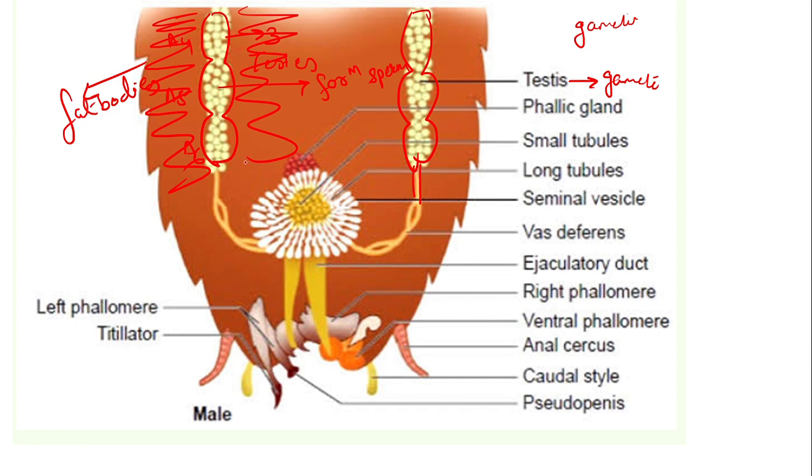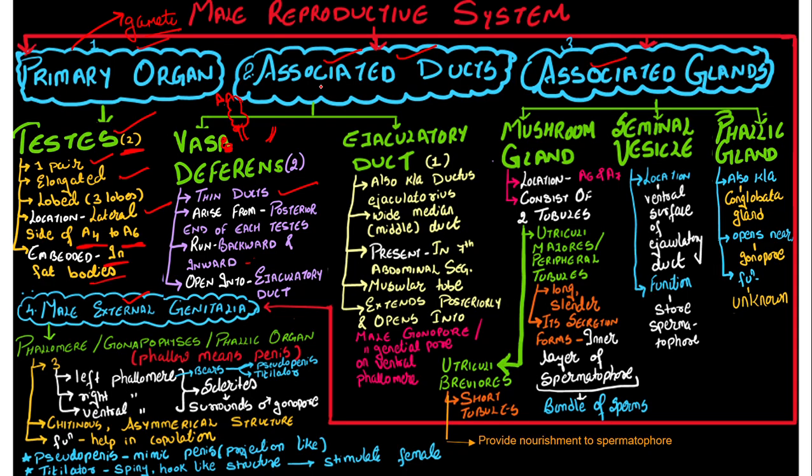If this is your testes, here we have shown it like this, but how it will be, it runs backward and inward. See, this much of space won't be there in cockroach, right? So if you remember, behind the foregut is the midgut, behind the midgut is the hindgut, so in the same way over here, at the back side of the testes your duct will be present. Which duct? Vas deferens. These vas deferens are going to open into the ejaculatory duct.